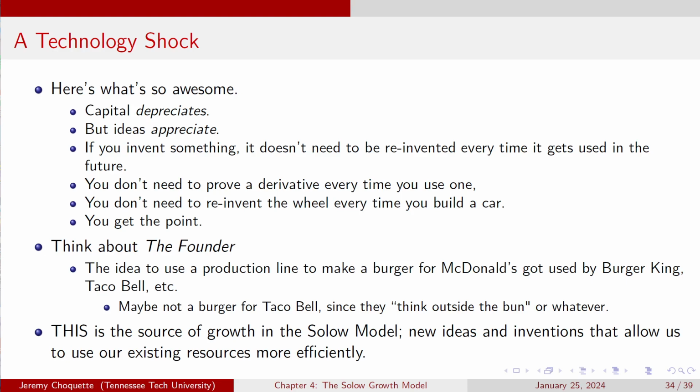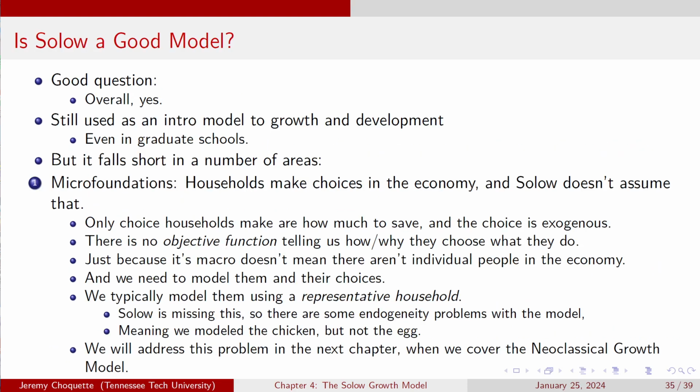That movie, The Founder, I highly suggest you watch The Founder. There, the idea was to use a production line to make a burger for McDonald's, but that eventually got picked up by Burger King and Taco Bell. They did so thinking outside the bun. So, good for them. Doesn't make visits to the bathroom after eating Taco Bell any more pleasant. But this is the source of growth in the Solow model. We get these new ideas and new inventions that let us use existing resources much more efficiently.